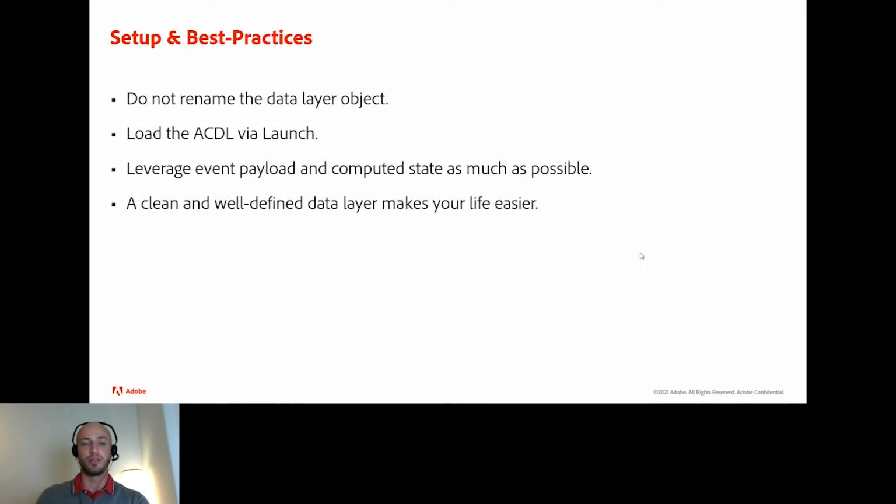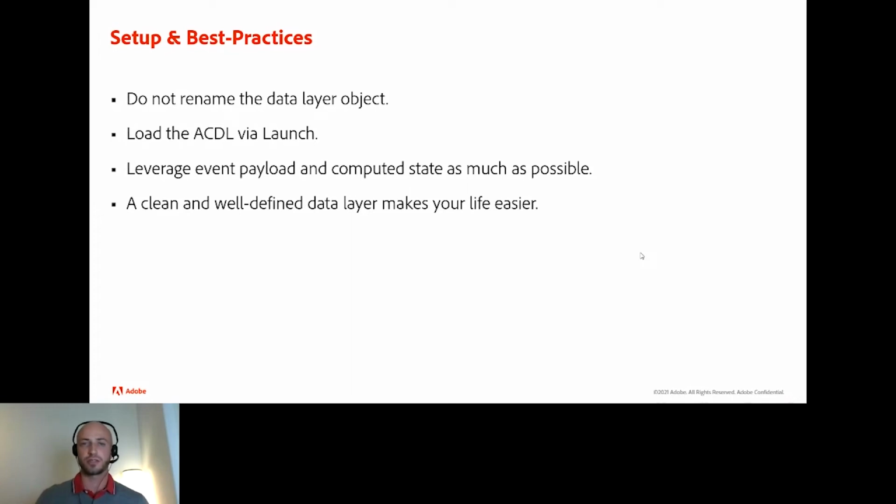If you load the ACDL via launch, you can basically assume that as soon as launch is loaded, ACDL is there and you can process the events. So it's usually the easiest way to get the ACDL on a website. Just inject it in launch and make sure you don't load it twice in the CMS.